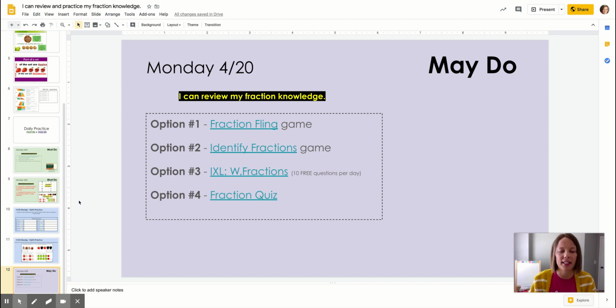All right, boys and girls, I hope that today's math lesson was kind of fun and just a good review to get our head thinking about fractions as we go forward this week and continue to learn about fractions. Have a great day, boys and girls.